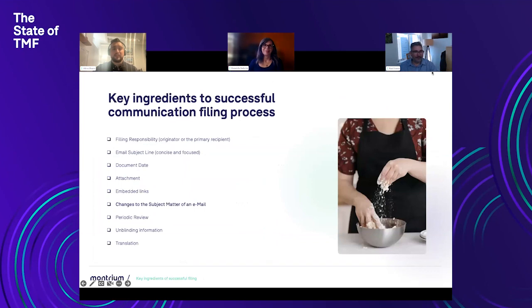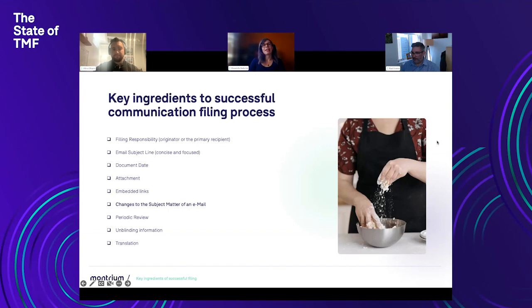Let's talk about some of the key ingredients, because I think it's very easy to talk about what's relevant and what's not relevant, but there's some things that we should be thinking about, because not all emails are created equal, right? So from your perspective, Donatella, when we think about understanding and structuring the process for filing, it's not just about what's relevant and what's not relevant, right? There's also other things that we should consider.